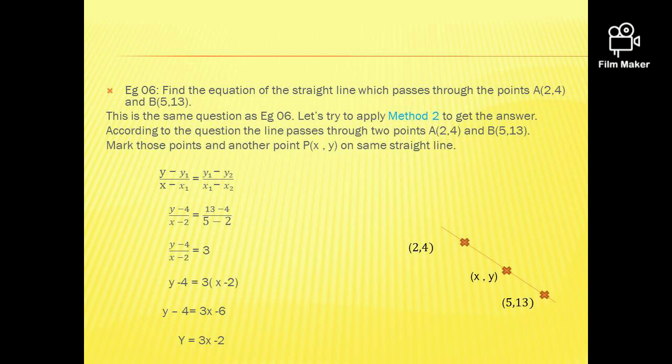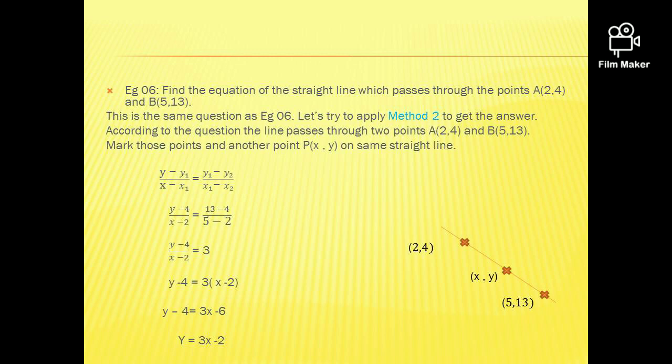Let's try to verify the learned theory with this example. We need to find the equation of the straight line which passes through the points 2, 4 and 5, 13. First, draw a straight line and mark the two given coordinates 2, 4 and 5, 13. Then mark the general coordinate x, y. This is always x, y because we need to form an equation of a straight line in the form of y equals mx plus c.